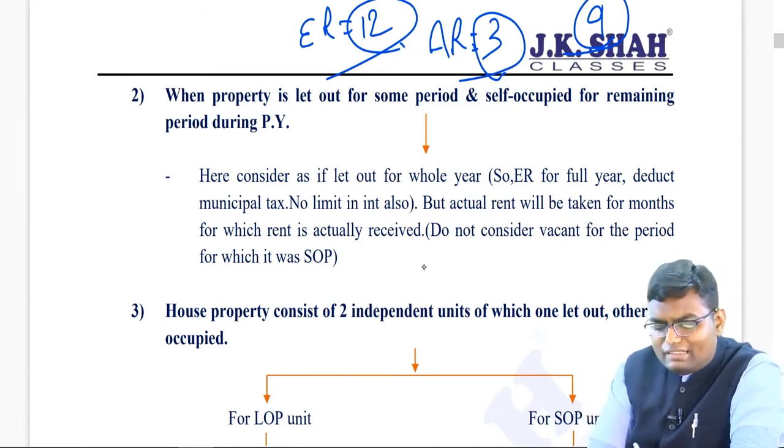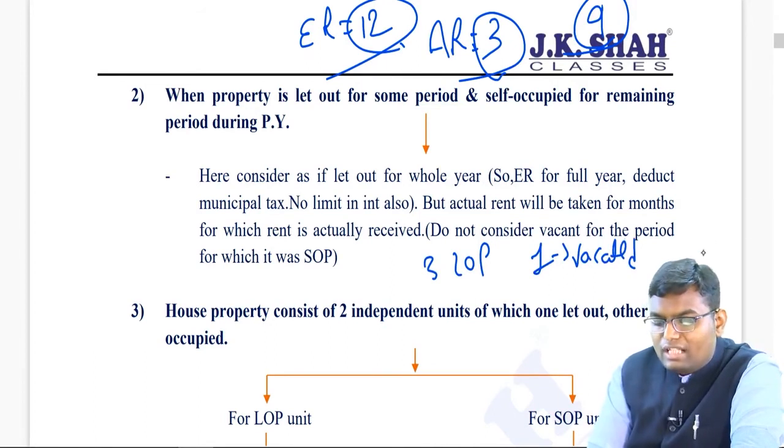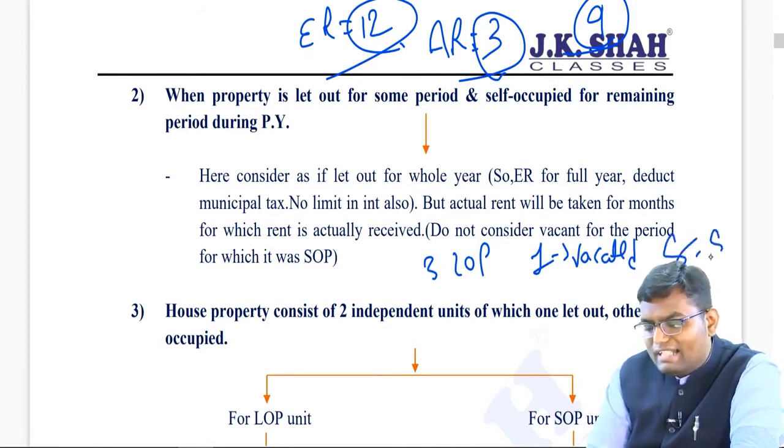Now instead, let's say 3 months LOP, 1 month vacated, totally vacated, and for the remaining 8 months, let's say SOP.